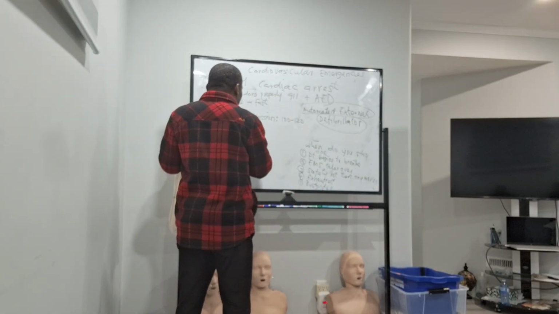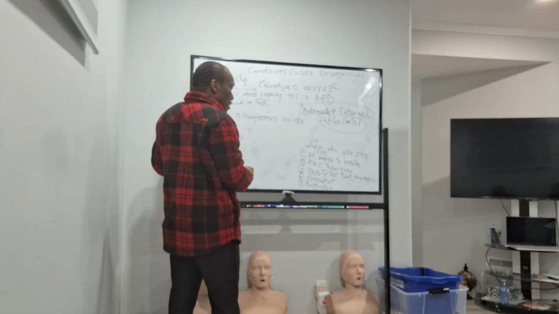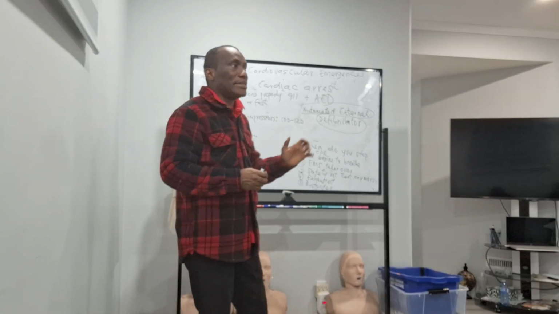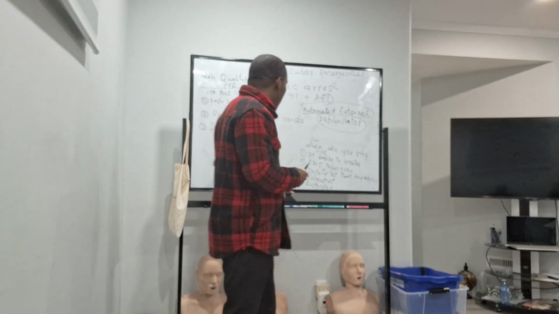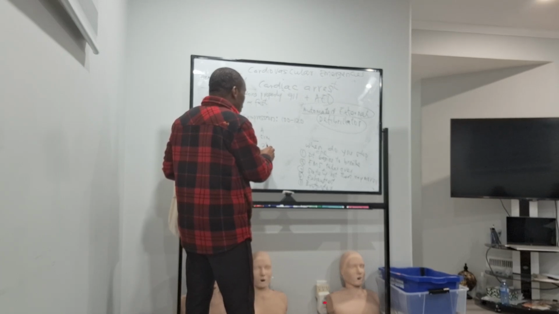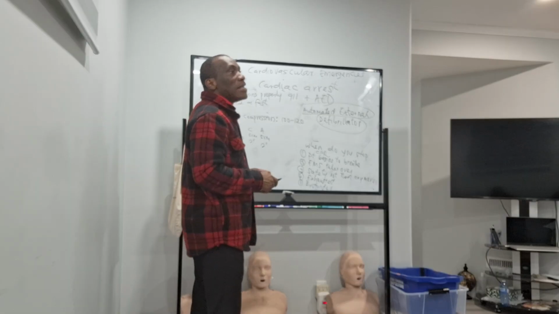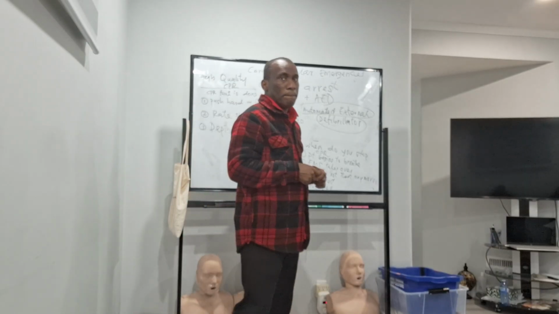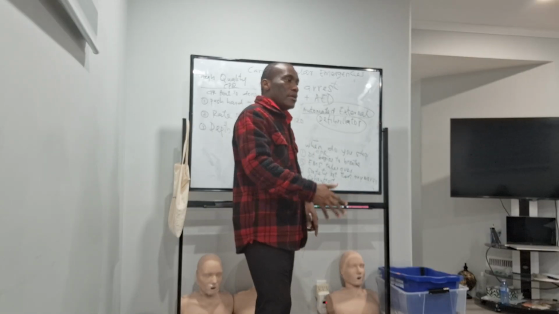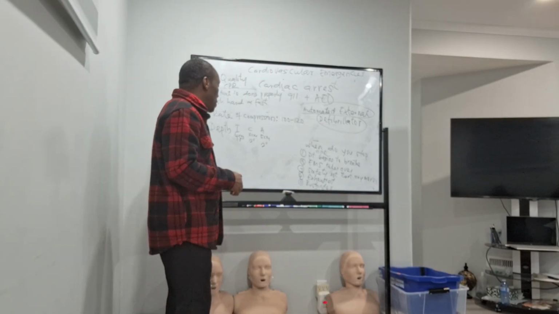If it is a child, C for child, it is 5 centimeters or 2 inches, and you are using 1 hand. Adult, A for adult, is also 5 centimeters, 2 inches, but you are using 2 hands. Soon we're going to do the practice.